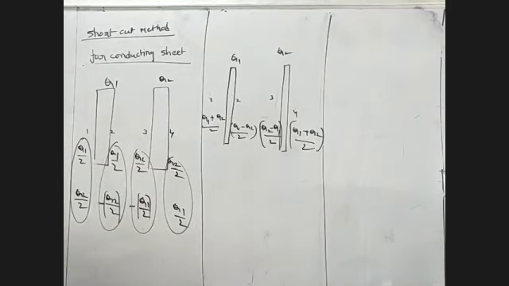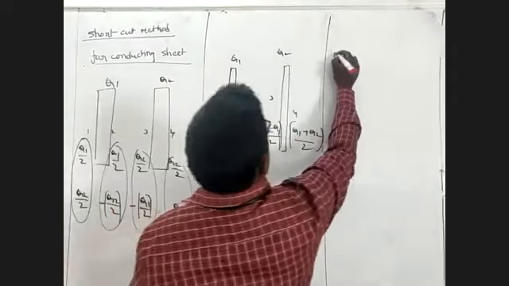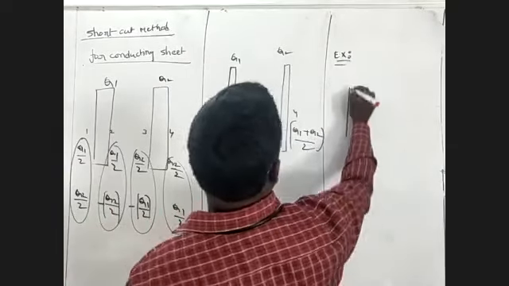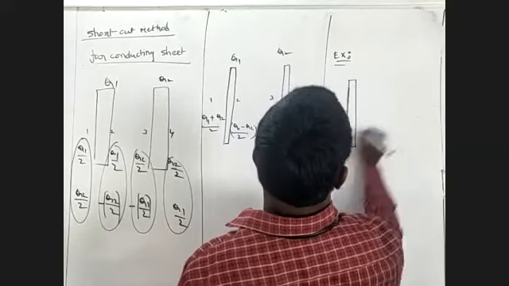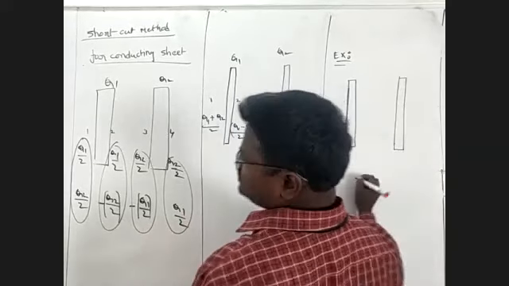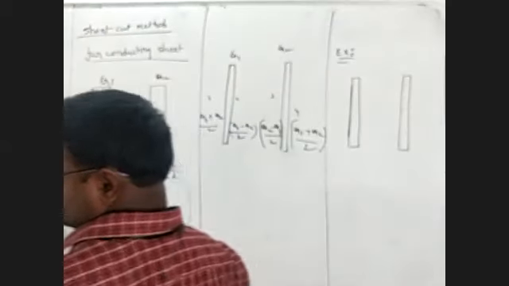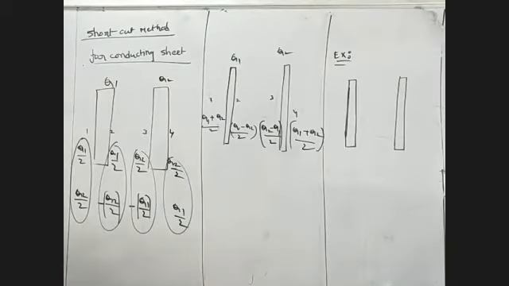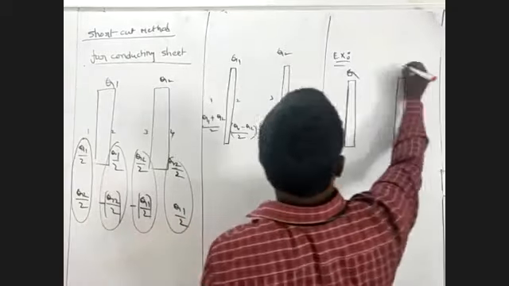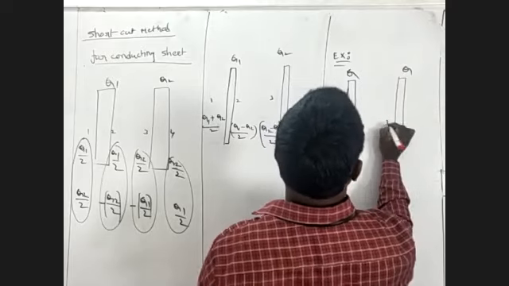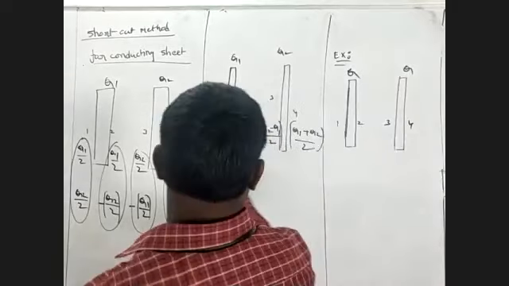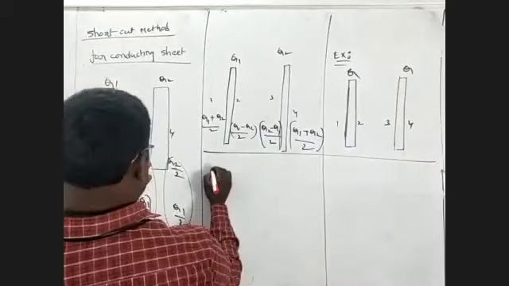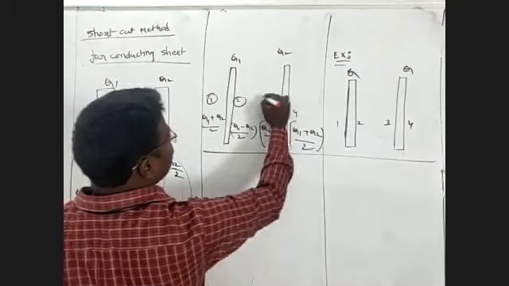I'm going to show one example problem. This is one more conducting sheet. This plate is having surface charge Q, and this one also has Q. Regions 1, 2, 3, and 4. Let's find the charge in regions 1, 2, 3, and 4.